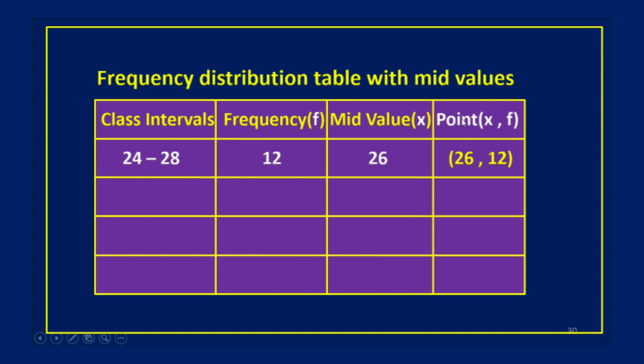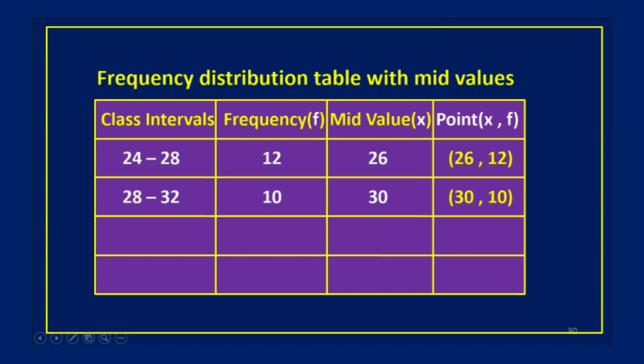And how to find the point here? Mid value is taken as x, frequency is taken as f. So, x comma f. Try to understand this, children. x comma f. x is 26, f is 12. So, 26 comma 12 is the point.